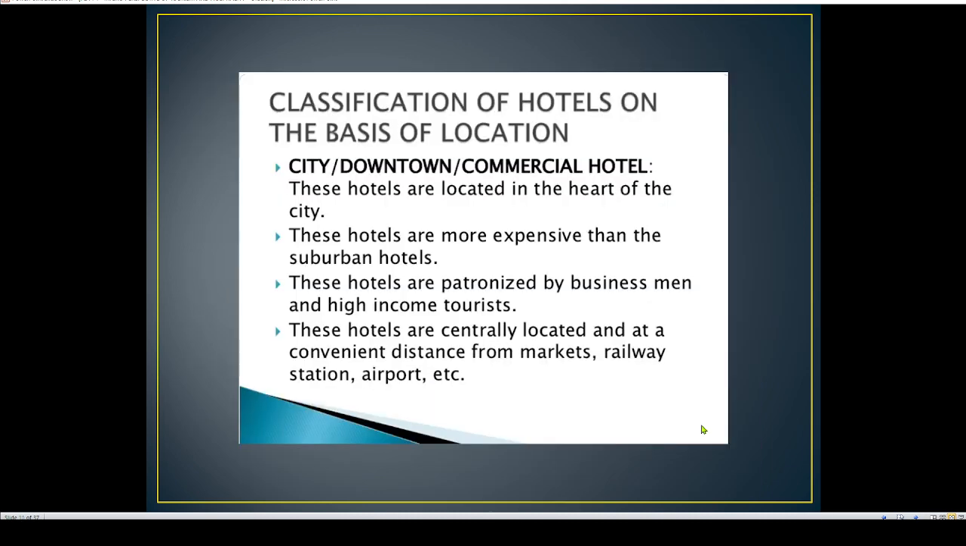So, classification of hotels, the basis of location. So, we have it here, the first one, the city downtown or commercial hotels. So, when we are talking about the city downtown or commercial hotels, as you can read it here, there is a lot more to read there, no?